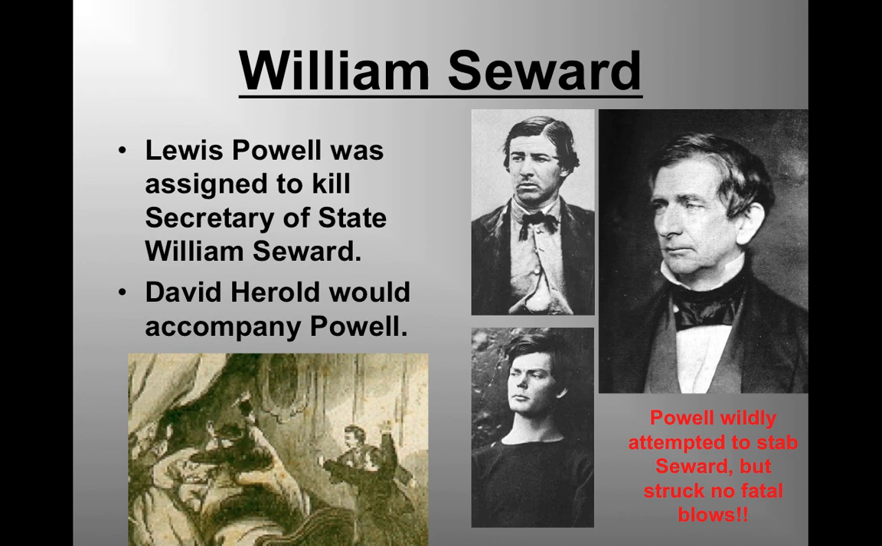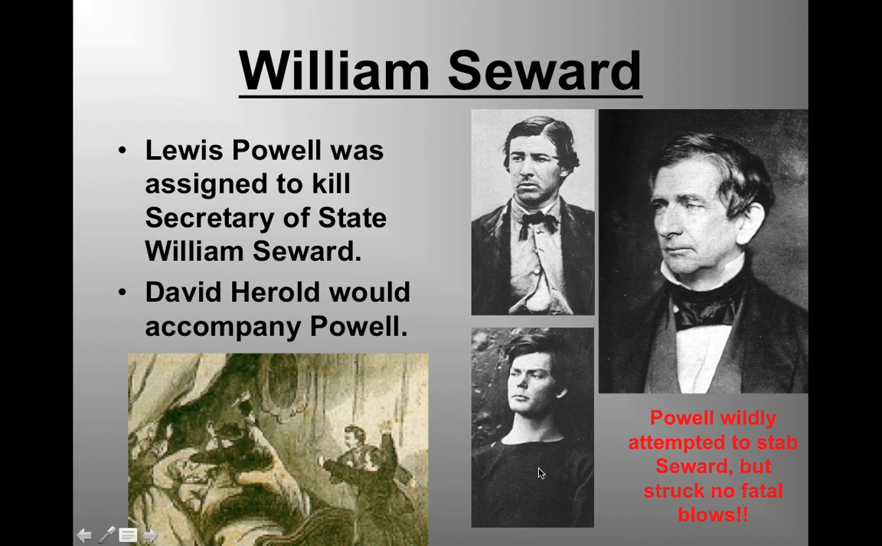William Seward. William Seward is the man pictured here, and he was the Secretary of State for Abraham Lincoln. So he was basically Abraham Lincoln's highest-ranking cabinet member. David Harold, pictured here, and Lewis Powell, or Lewis Payne, depending how you say his name. Different historians have different last names for him. Their job was to kill William Seward, the Secretary of State. These two men invade Seward's home and wildly attempt to stab him. Now, they do make some marks, so to speak, on the Secretary of State, William Seward, but they do not actually strike any fatal blows.